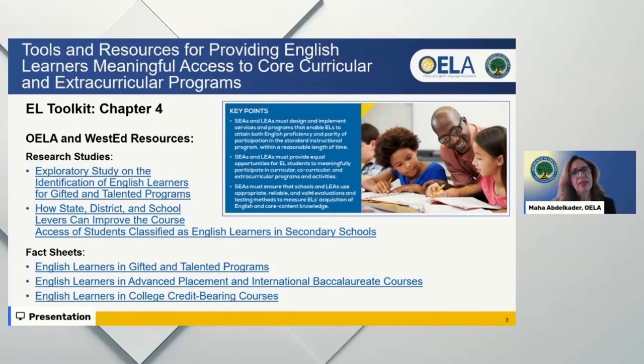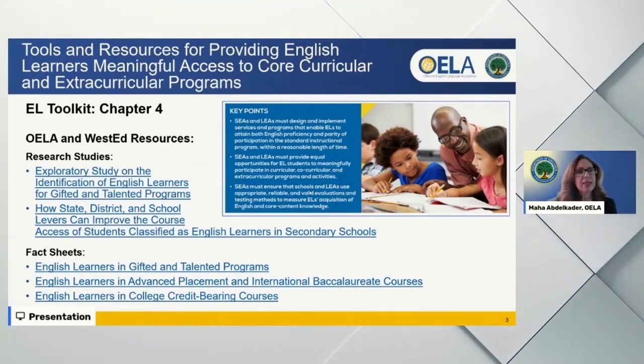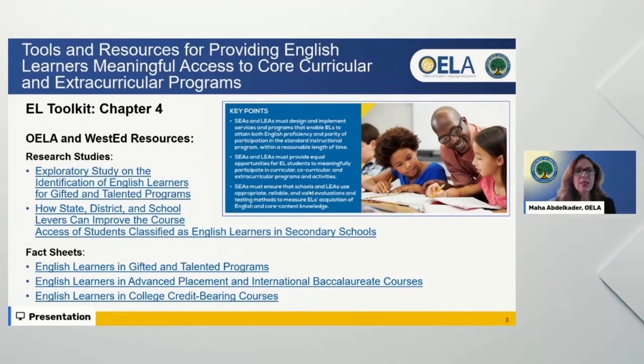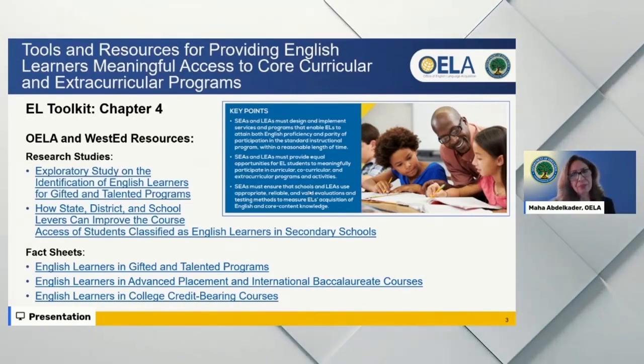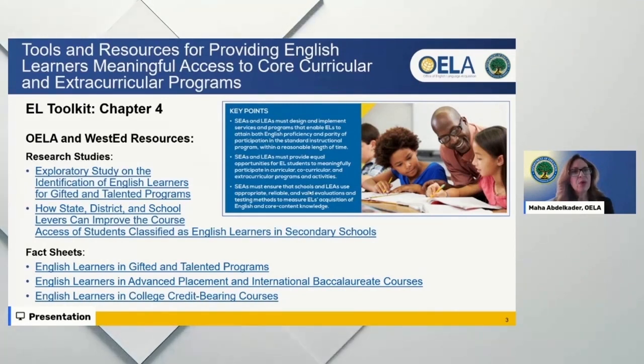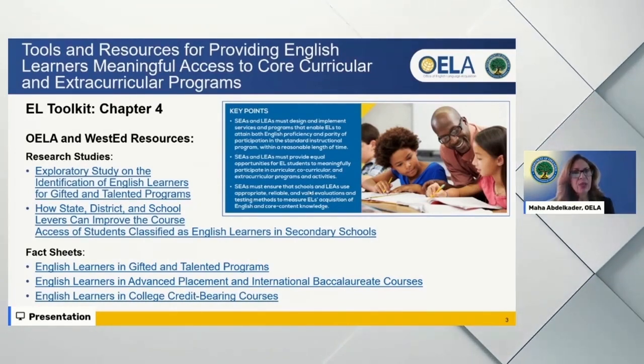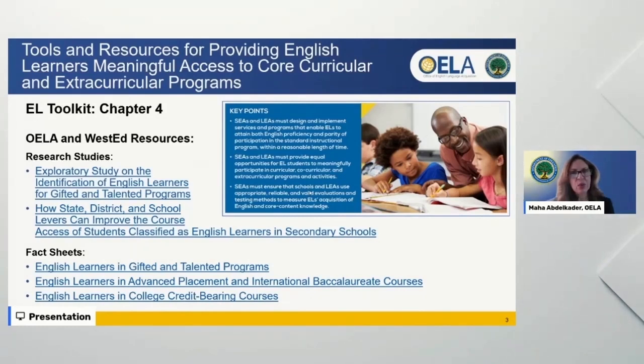In addition, I'd like to highlight several NCELA fact sheets, including the English Learners in Gifted and Talented Programs fact sheet, which presents data on the percentages and number of English learner enrollment in gifted and talented programs in U.S. schools during the 2017 and 2018 school year. The English Learners in Advanced Placement and International Baccalaureate Courses fact sheet explores the data on eligibility of AP and IB courses for English learners and English learner enrollment in these courses in U.S. schools during the 2017-2018 school year.